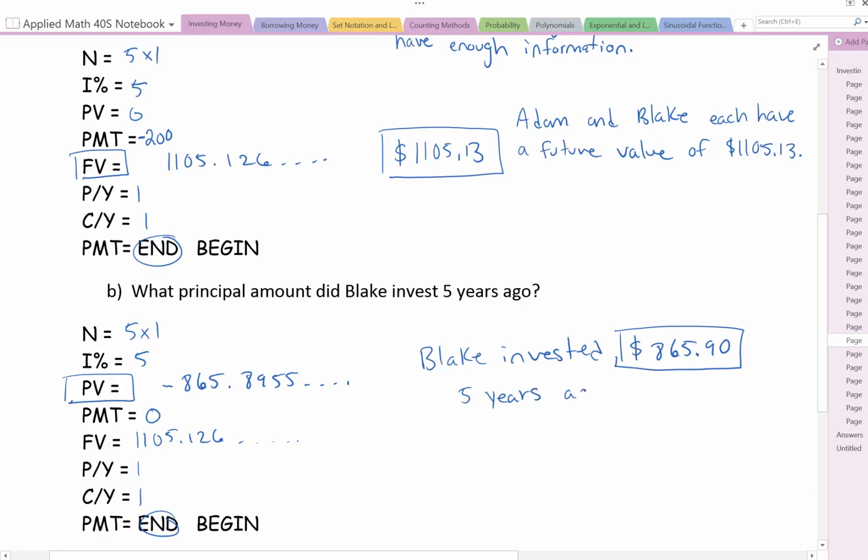So sometimes we get questions where we have to use pieces from one part to figure out the pieces of another part. But without having a good understanding of PMT and PV, that wouldn't have been clear in this question. Also, understanding that the future values were the same for both of them allowed us to get enough information to figure out what we needed for Blake. Part C is the last part.